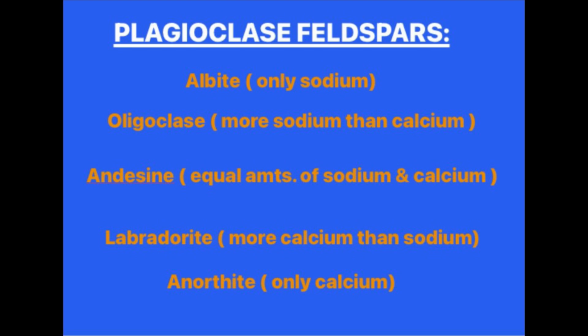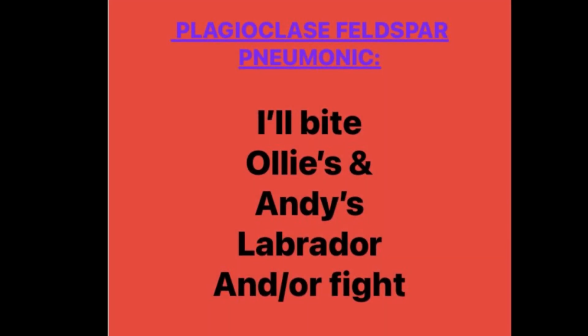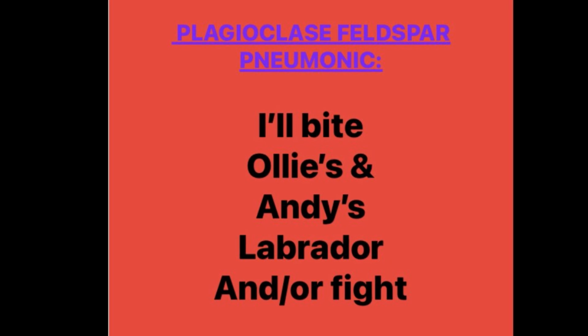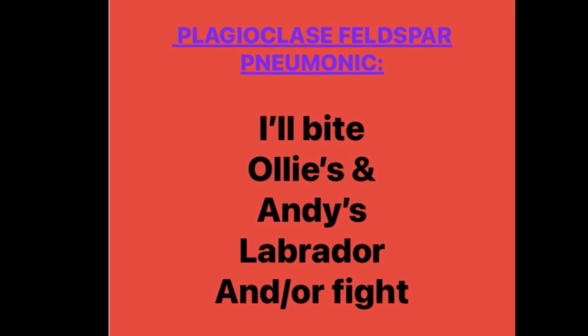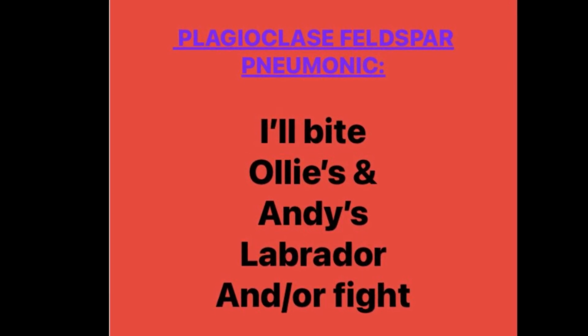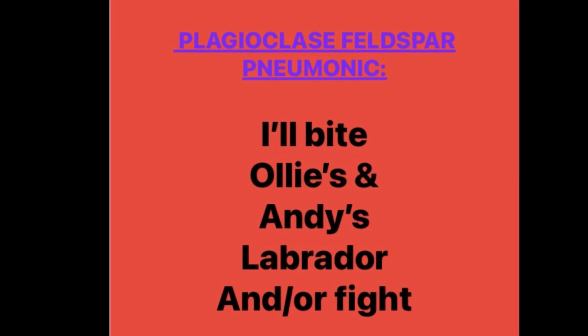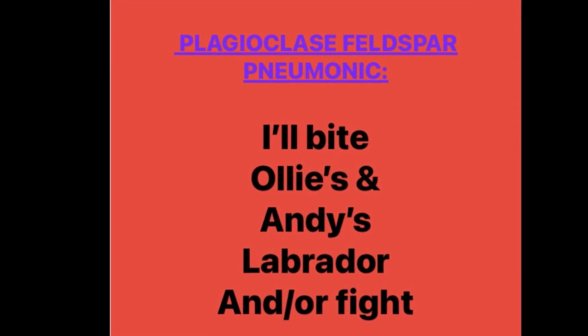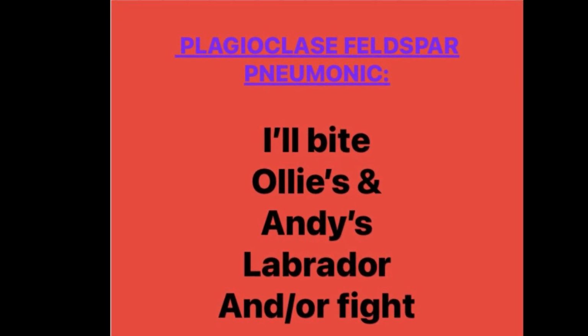Now get ready for a wacky mnemonic that will help you remember these five plagioclase feldspars. Albite, Oligoclase, Andesine, Labradorite, and Anorthite. I make no excuses for the absurdity of this mnemonic, but it does work. For me, anyway.